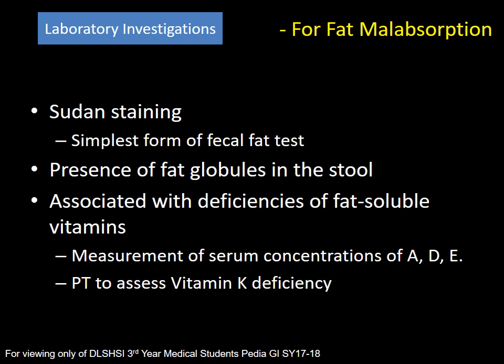For fat malabsorption, the simplest form of fecal test is Sudan staining, the presence of fat globules in the stool, or check for associated deficiencies for your fat-soluble vitamins. You can measure serum concentration of your vitamin A, D, E, or even request for prothrombin time to assess vitamin K deficiency.